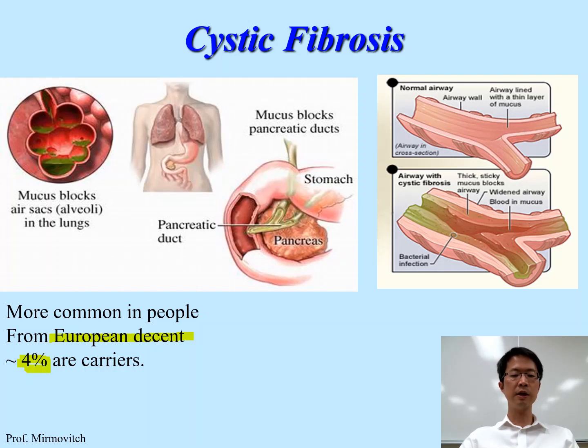As you can see, inside the lung, the mucus can block the lung for gaseous exchange. Alveoli are the small air sacs we find in the lung for gaseous exchange. And it can also block the pancreatic duct so that you don't get enough enzyme for digestion or something like that.